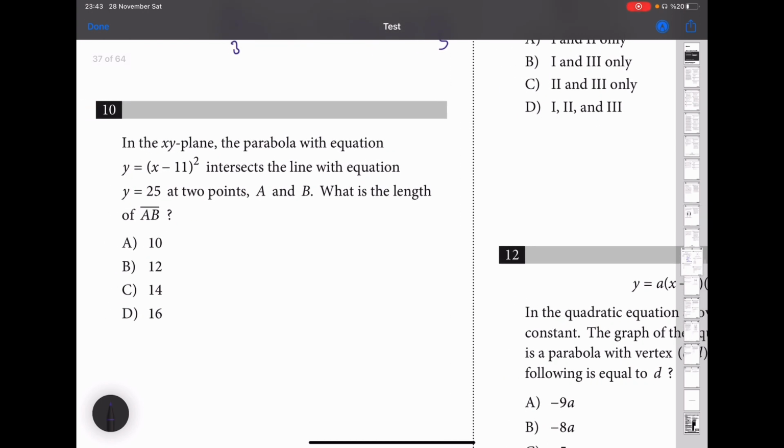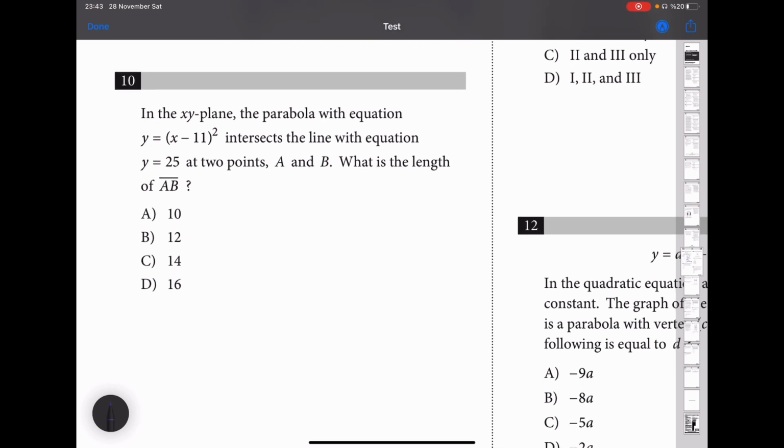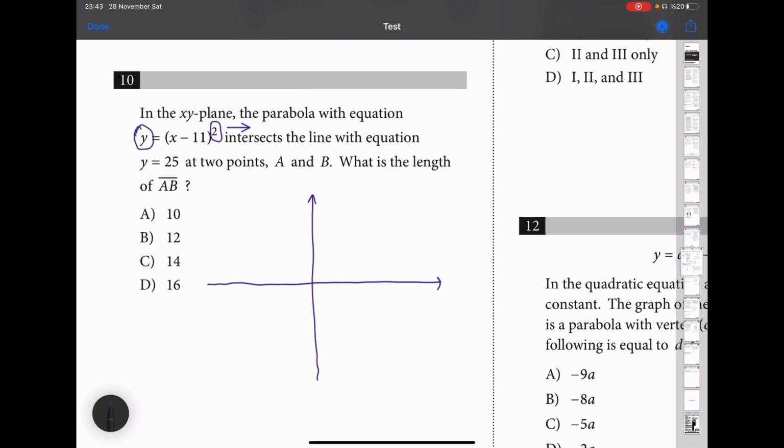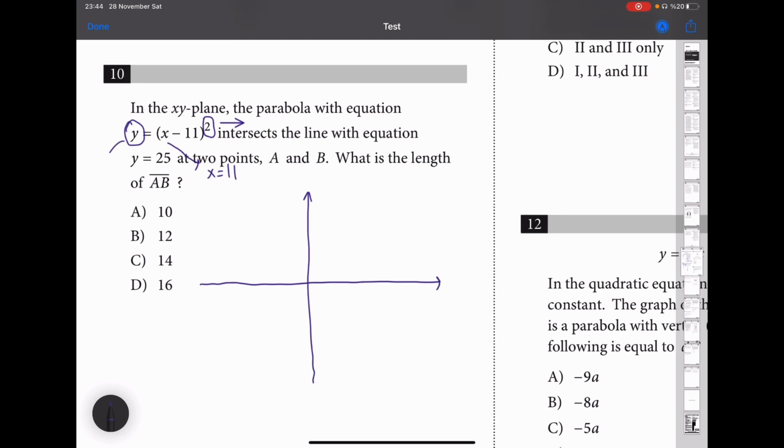In the xy plane, the parabola with this equation intersects the line with equation y equals 25 at 2 points. Okay, let's try to understand the behavior of the parabola first. When I check this equation, I realize that y must be non-negative because there is a square in here. When x equals 11, y equals 0, and the minimum value of y is 0, right? When does this minimum occur? When x equals 11, y is 0, and it is the minimum of the parabola.